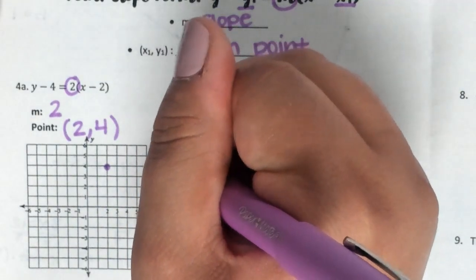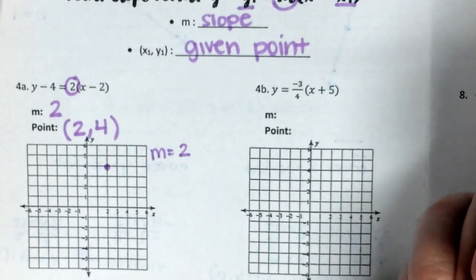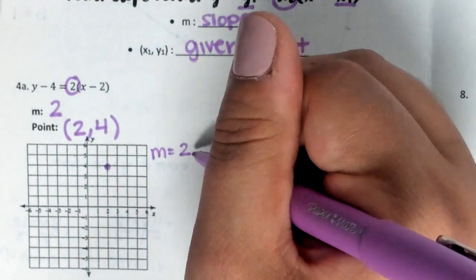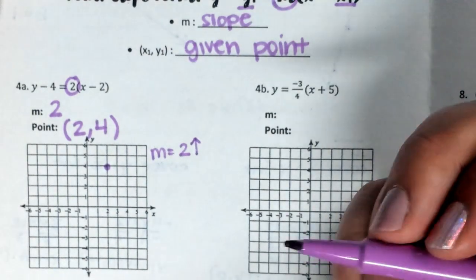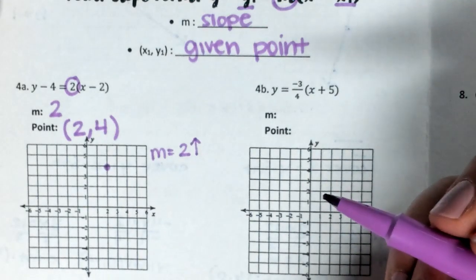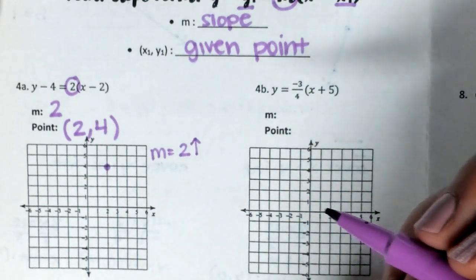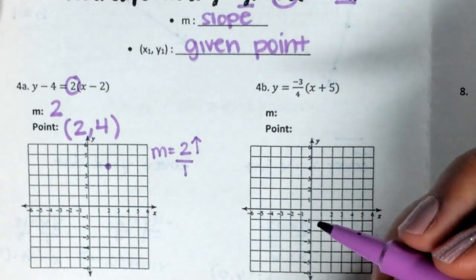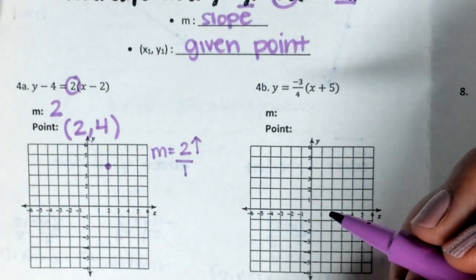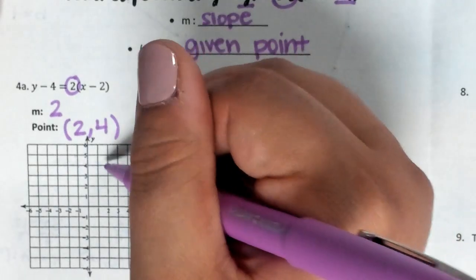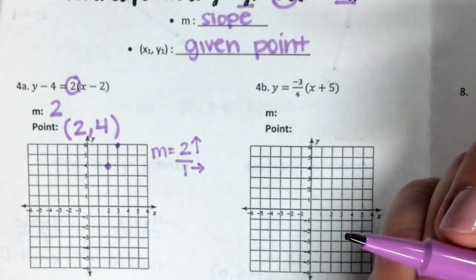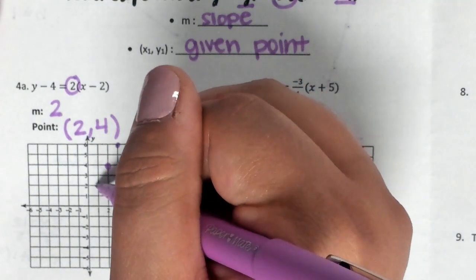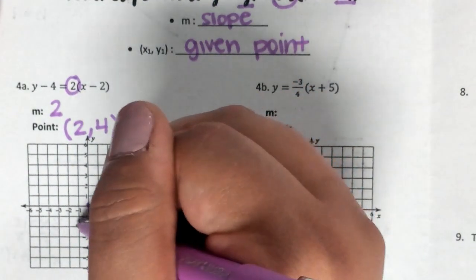You already told me my slope was 2. How am I going to move? What direction? It's positive, so I'm going to go up 2. How many am I going to go over? 1. Why 1? You always put it over 1 if there's no fraction. And we always go to the right. So go up 2, right 1. I can't go anymore. Down 2, backwards 1.